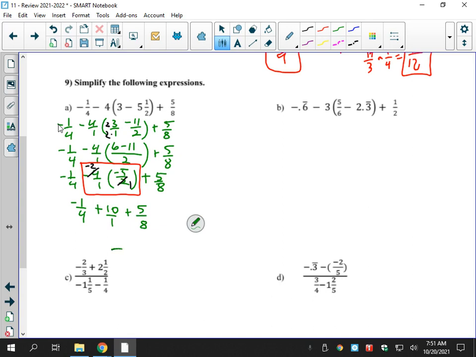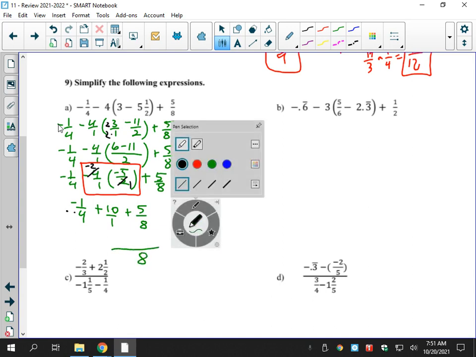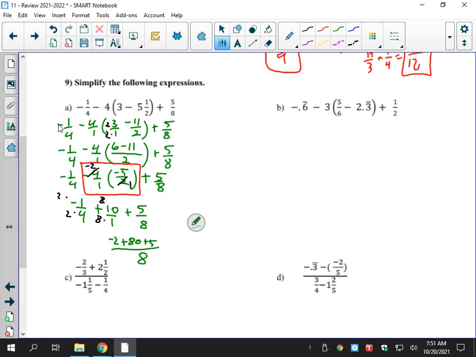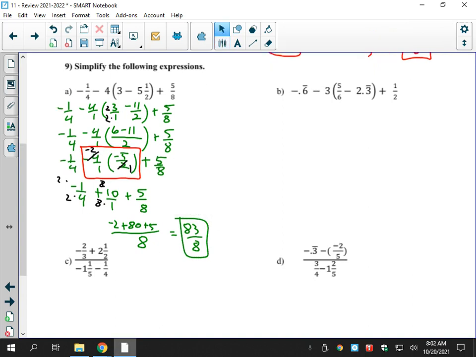Okay. We can see our common denominator is going to be 8, times 2 times 2 times 8 times 8, which is going to give us negative 2 plus 80 plus 5, which would be 83/8. On B, it's a little more challenging with the repeating decimals.